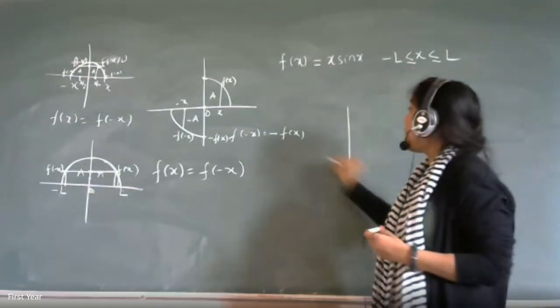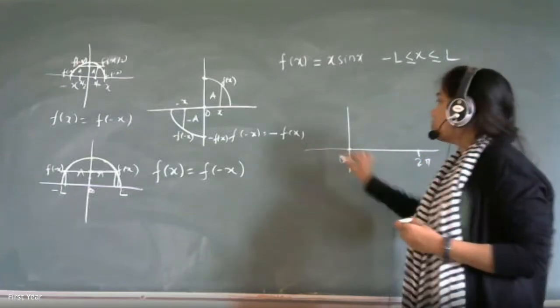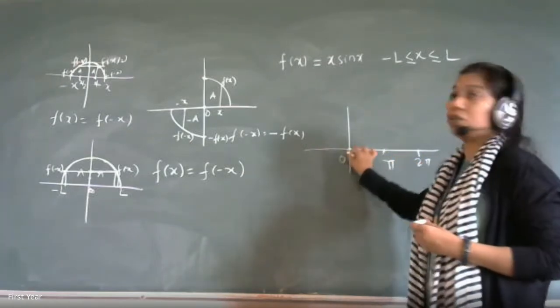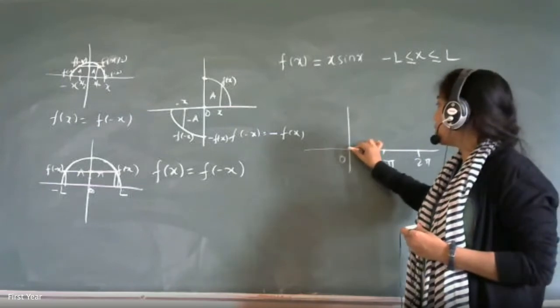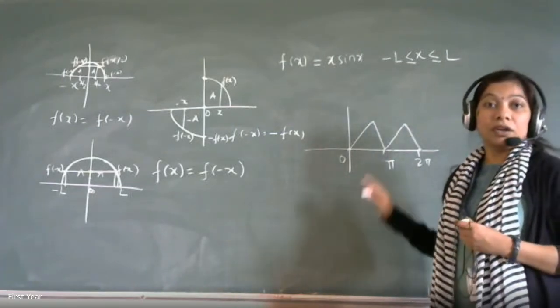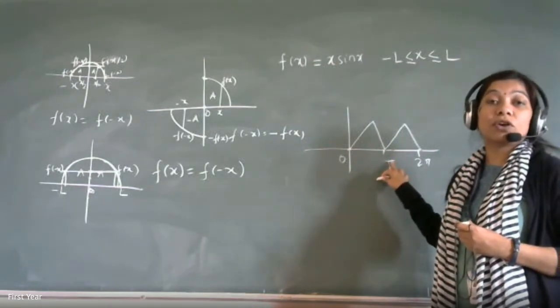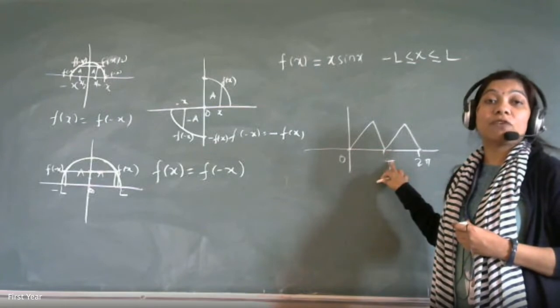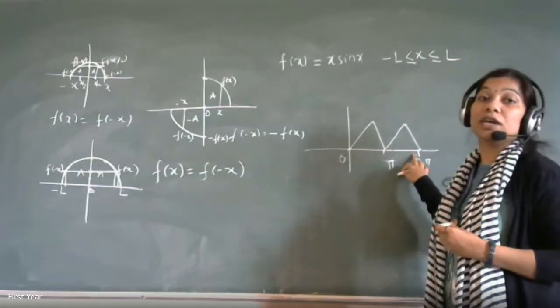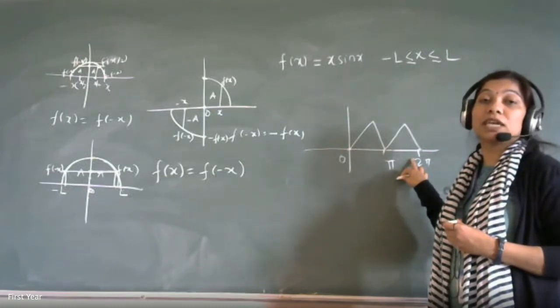If you are trying it from 0 to 2 pi, then the symmetry is not about the origin. It may be something like this curve, like this curve. Are you getting it? This curve, you are not going to check whether it is even or odd because we are not talking about f of minus x and f of x. Here all x are positive. So we are not going to think about the relation between f of minus x and f of x.